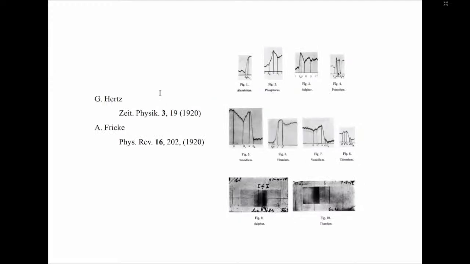Valerie told you that X-rays were discovered in 1895 by Röntgen. And actually, the hand you saw on the slide of Valerie was not the hand of Röntgen, it was the hand of his wife.